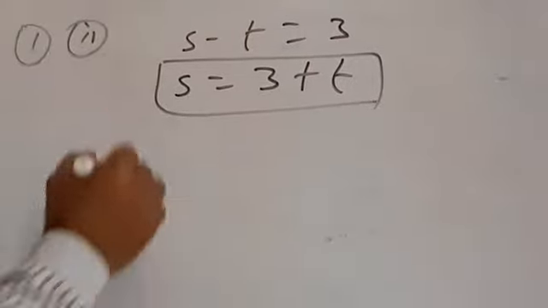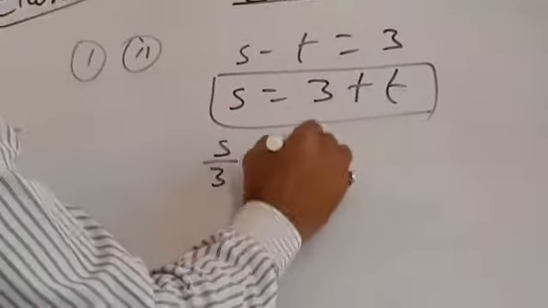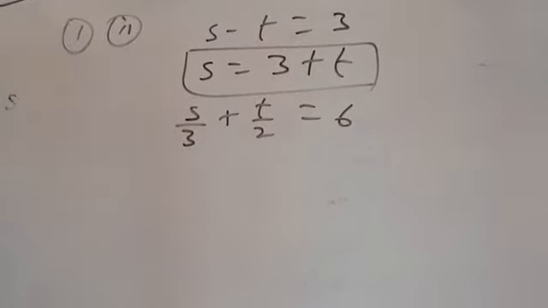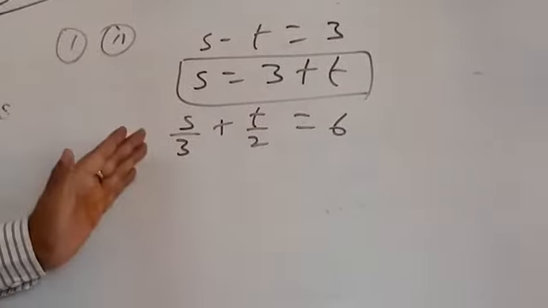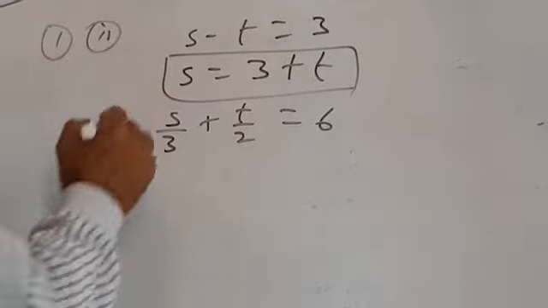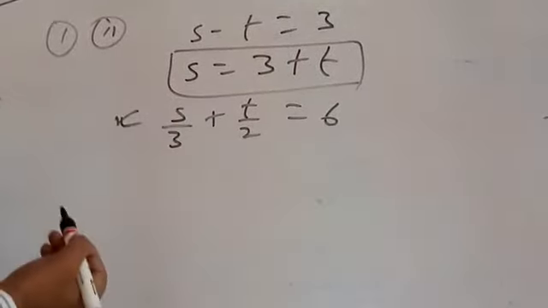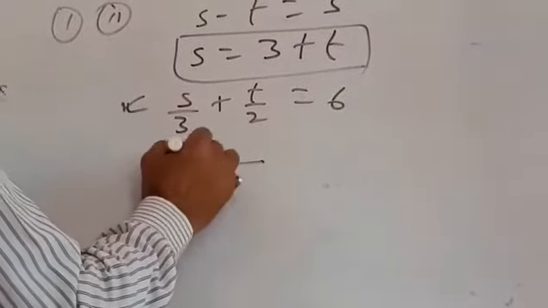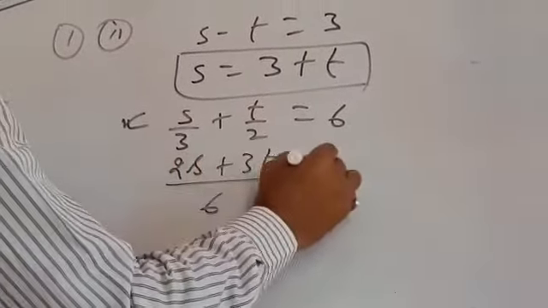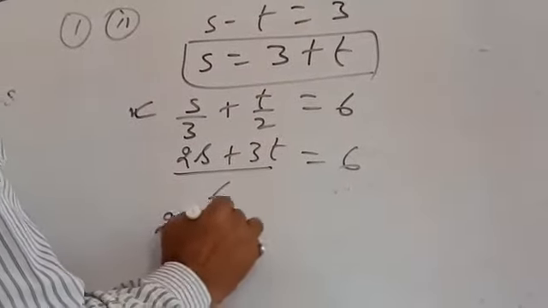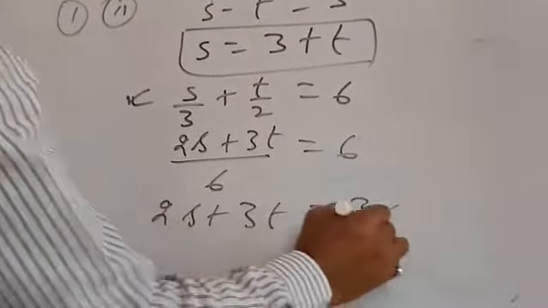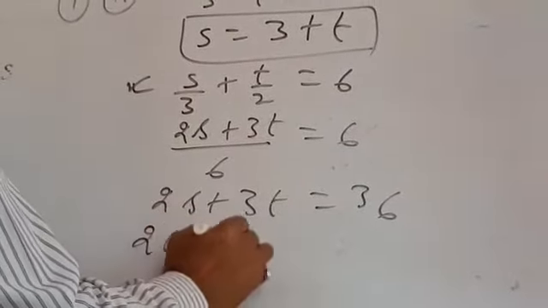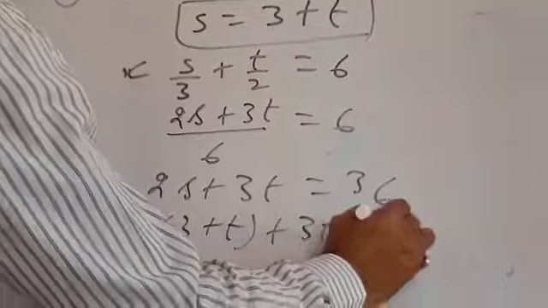What is the second one? The second equation is s by 3 plus t by 2 is equal to 6. Although you can put the value of s directly here also, I recommend you first make this equation in a normal form. What do you mean by normal form? First take the LCM of this. This is 6. Here we will write 2s plus 3t is equal to 36. Now put the value of s here. 2 into 3 plus t, plus 3t is equal to 36.